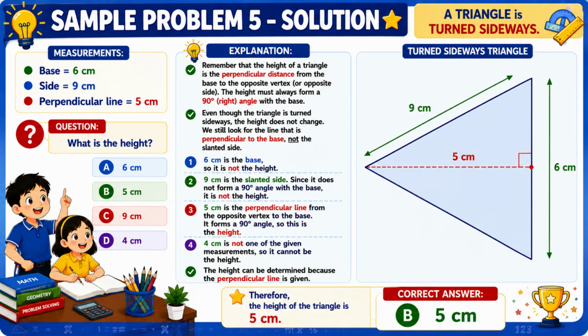9 centimeters is the base, so it is not the height. 6 centimeters is one of the slanted sides. Since it does not form a 90-degree angle with the base, it is not the height. 5 centimeters is the perpendicular line drawn from the vertex to the base. It forms a 90-degree angle, so this is the height. 4 centimeters is not one of the given measurements, so it is not the correct answer. Therefore, the height of the triangle is 5 centimeters. The correct answer is B, 5 centimeters.